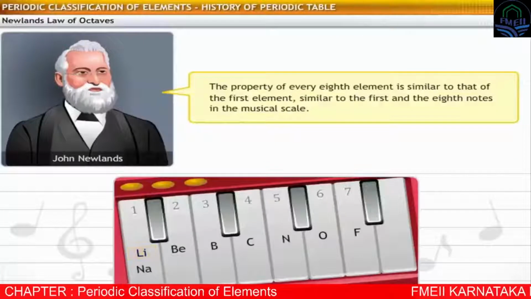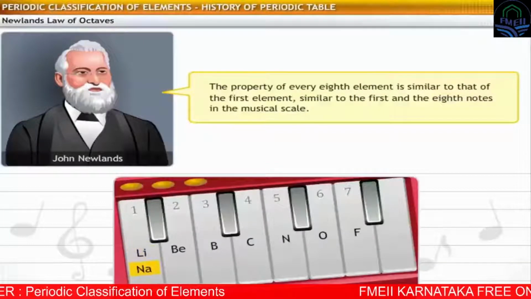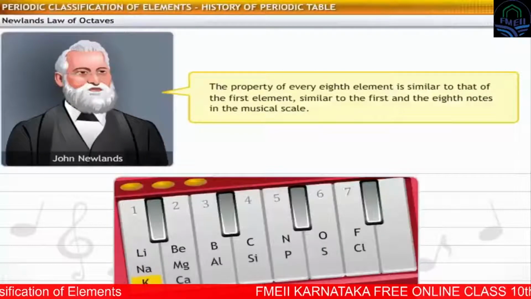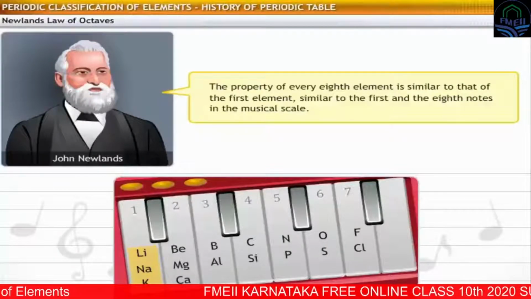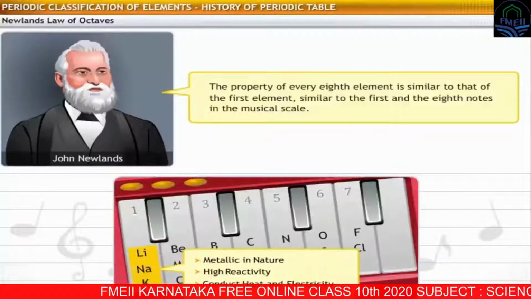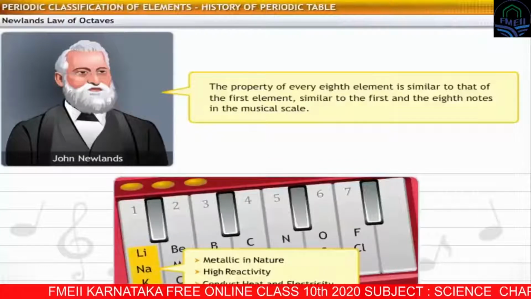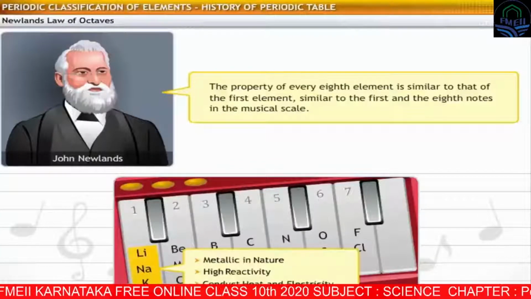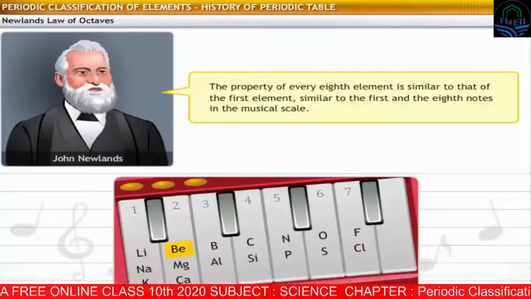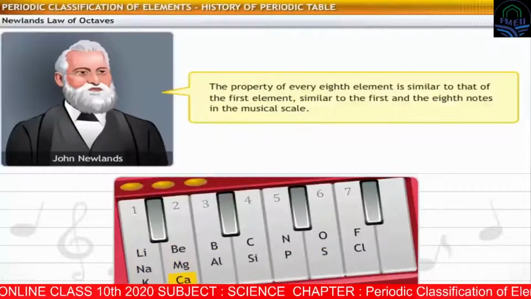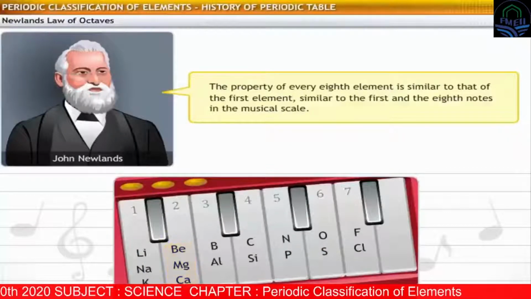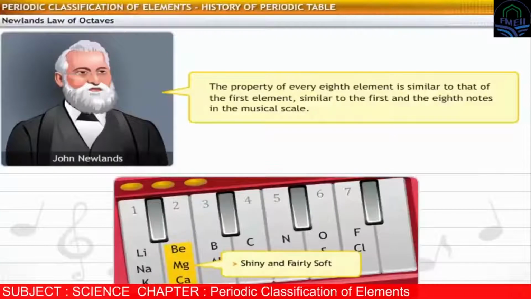Starting with lithium, the 8th element from lithium is sodium. Similarly, the 8th element from sodium is potassium. Lithium, sodium, and potassium show similar properties. For example, they are metallic in nature, have high reactivity, and conduct heat and electricity. Similarly, beryllium, magnesium, and calcium show similar properties. For instance, all the three elements are shiny and fairly soft.